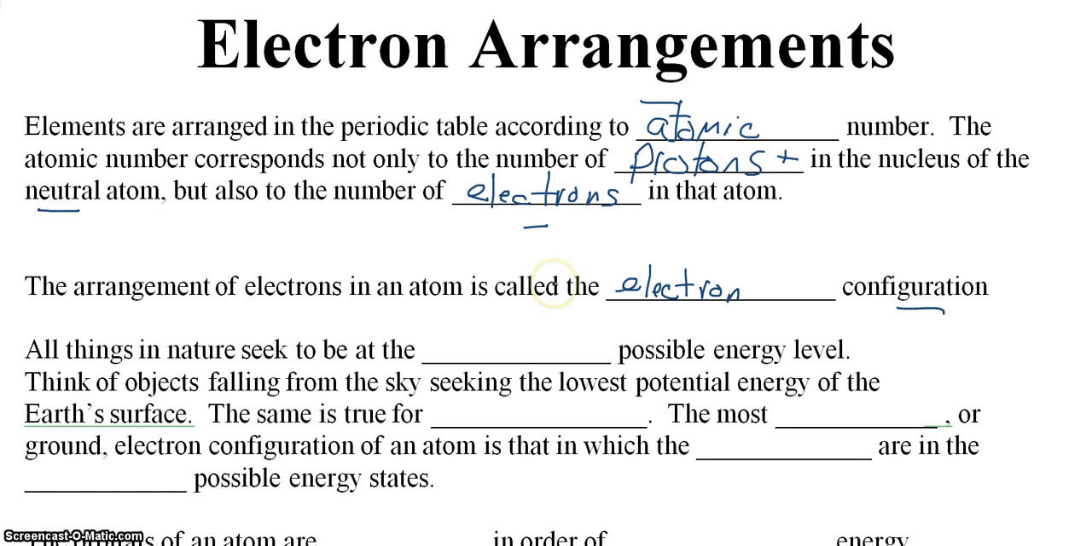Now, just like you, all things in nature seek to be at the lowest possible energy level. Think of objects falling from the sky seeking the lowest potential of energy on the Earth's surface. So let's say that I have a building right here that's 10 stories high. So we have windows on it. Windows everywhere. And I put, let's say, an elephant up on the top of it.